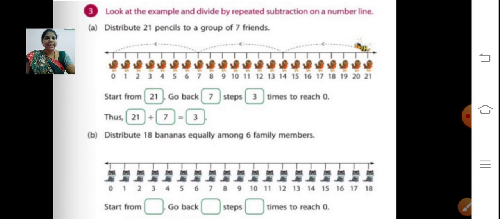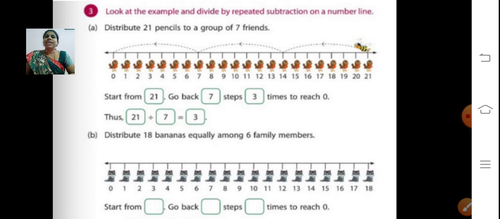Look at the example and divide by repeated subtraction on a number line. We are going to do repeated subtraction. I think you all know multiplication is the repeated addition and division is the repeated subtraction. When you subtract till 0, repeated subtraction is called division. So now we are going to do repeated subtraction on a number line. I think you all know what is number line, right?